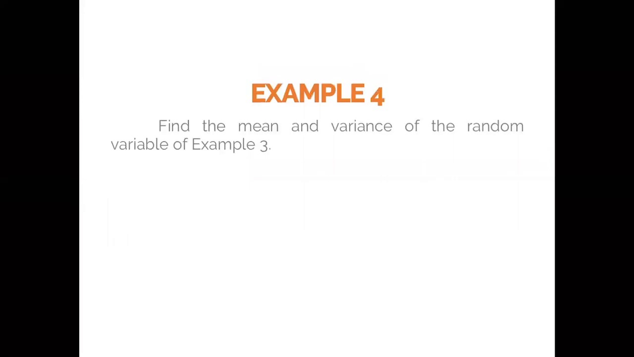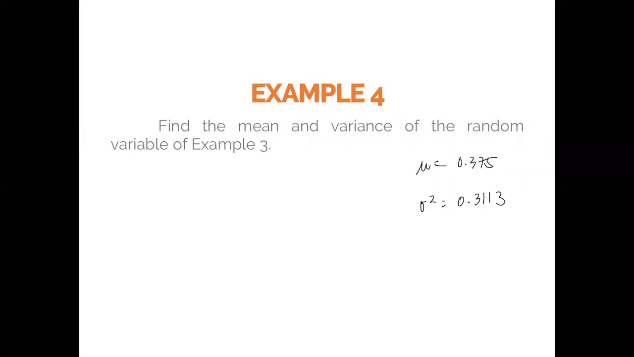Itong example number 4 is just application ng formula for mean and variance. So, I will give you this as a practice. Kasi yung sagot niya, ang mu natin is 0.375. Then, yung variance natin is equals to 0.3113. Okay? So, verify nyo na lang using yung formula.